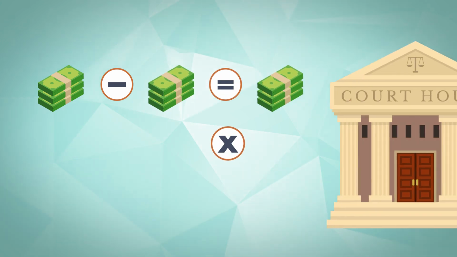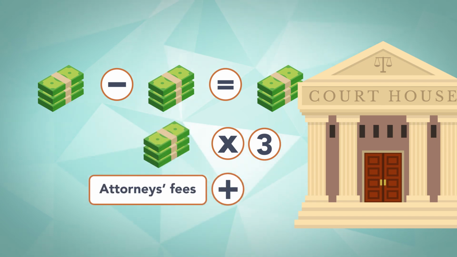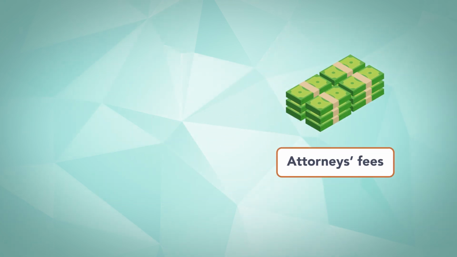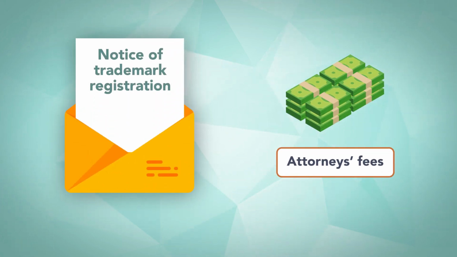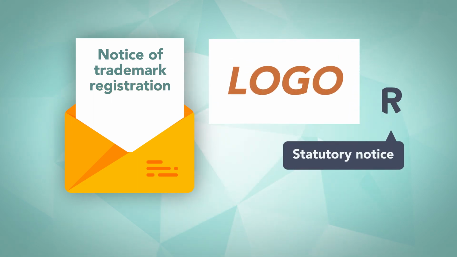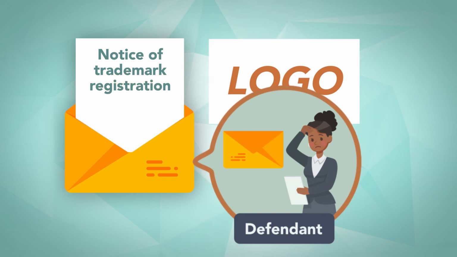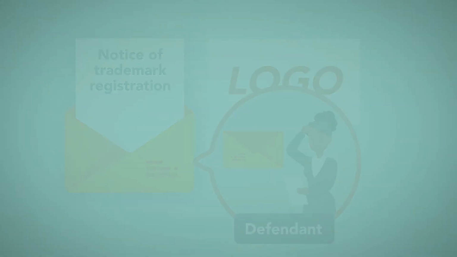Courts are entitled to increase damages by up to 3 times, and in exceptional cases, courts can award attorney's fees to the prevailing parties. However, to receive any of these damages, the trademark owner must provide notice of trademark registration. Such notice can be provided by statutory notice, displaying the letter R enclosed within a circle when using the mark, or by establishing that the defendant had actual notice of the registration.